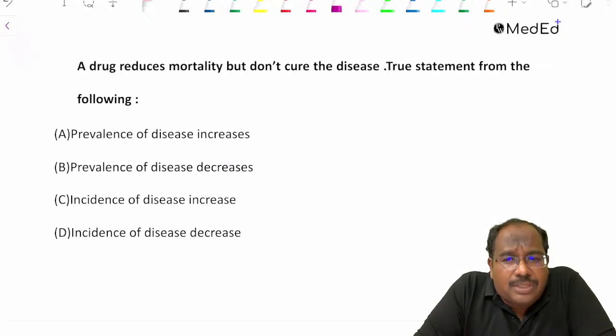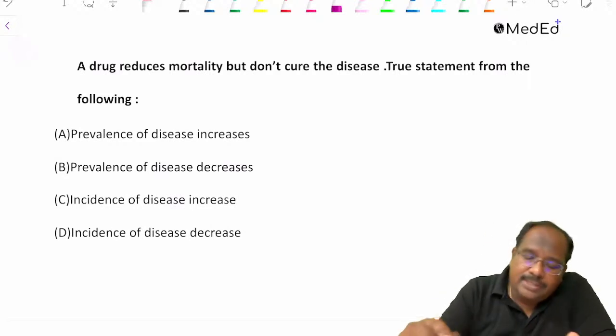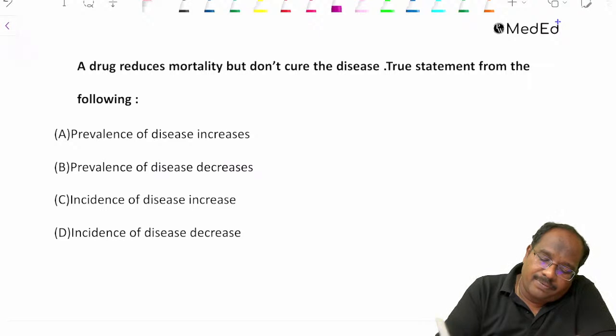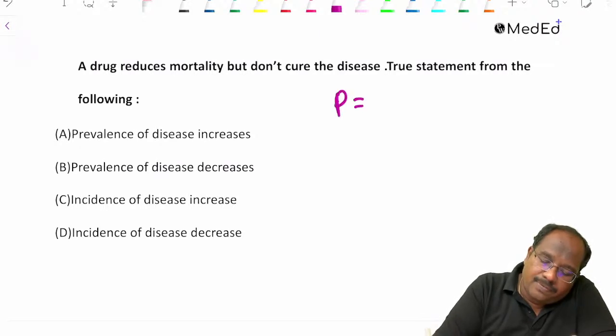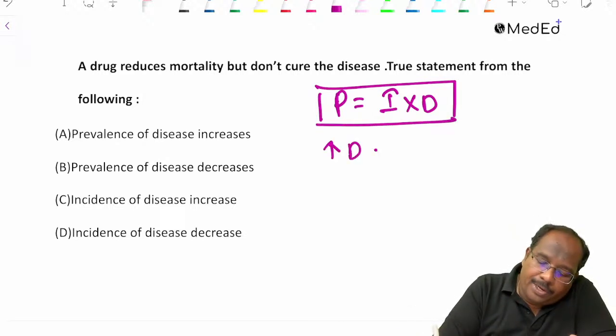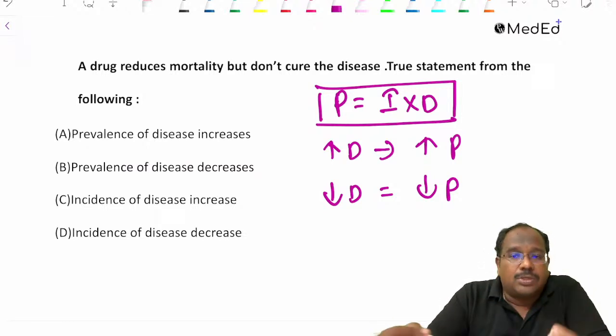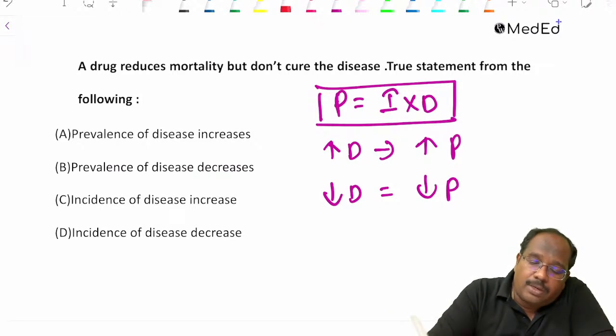A drug reduces mortality but does not cure the disease. Which is the true statement from the following? So, what is the relationship between prevalence and incidence? Prevalence is equal to incidence into duration. If the duration is more, the prevalence is more; if the duration is less, the prevalence is less. So, this drug reduces mortality but does not cure the disease. What does it mean? If it does not cure the disease, what happens?